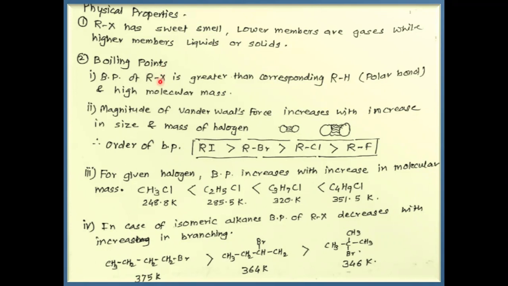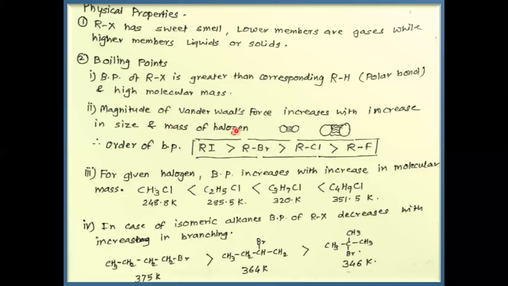The boiling point of an alkyl halide is greater than the corresponding alkane because it has a polar bond, while the alkane has a non-polar bond. The polarity of carbon and hydrogen is nearly the same, and the halide has high molecular mass. The magnitude of van der Waals force increases with an increase in size and mass of the halogen.